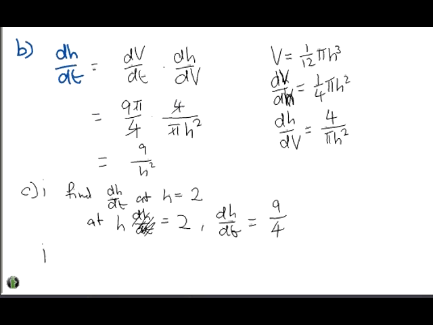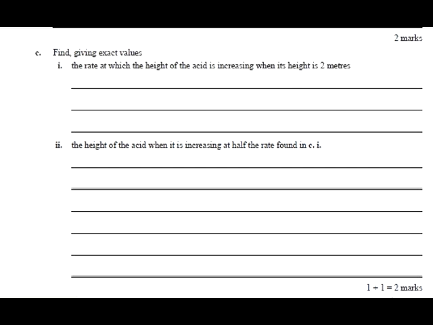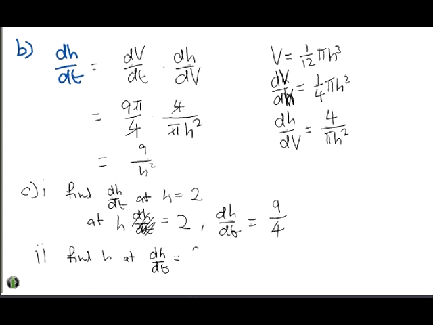Part 2 says, find the height of the acid when it is increasing at half the rate found in C part 1. So what do you want to find? You want to find H when dH/dt equals half of 9 on 4. Half of 9 on 4 is 9 on 8. Great.